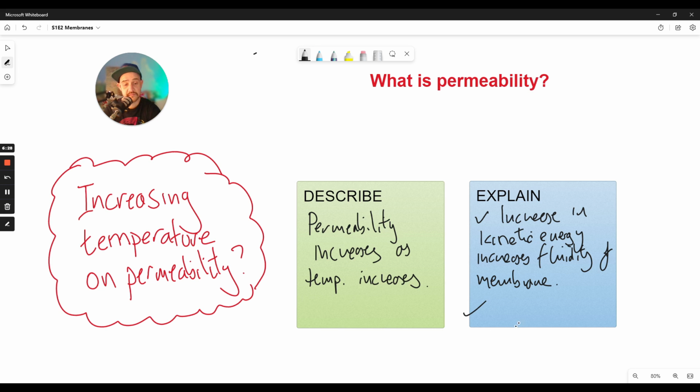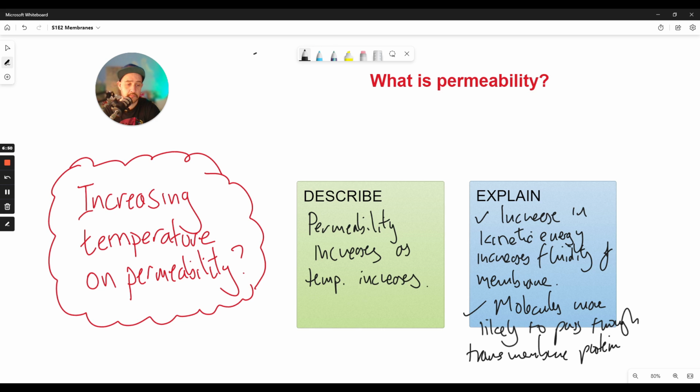The second point is that the molecules themselves are moving around more, so they are more likely to pass through a transmembrane protein. Both of those reasons are why an increase in temperature increases the permeability of a cell membrane. Once we've done that, we're now going to start looking at how molecules can pass through a membrane through three different processes: diffusion, osmosis, and active transport.